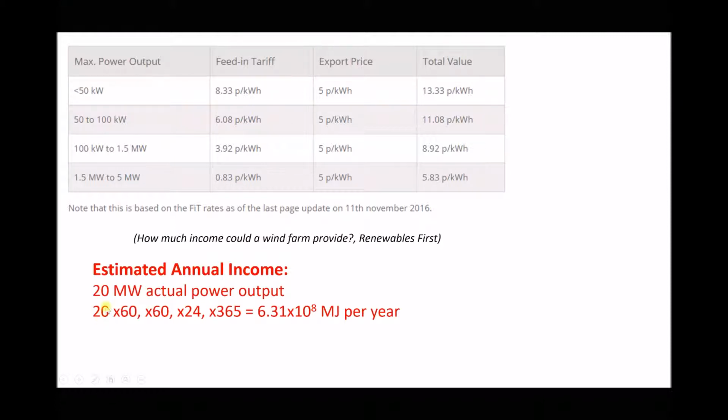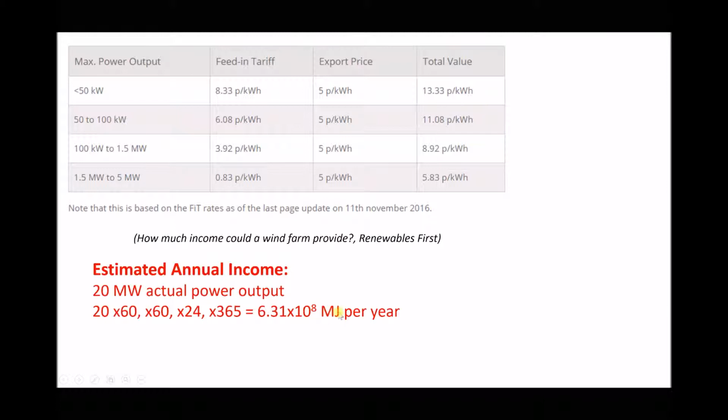So, if we're producing 20 megawatts every single second, then we times it by 60, and that will give us the amount of energy every minute. We times it by 60 again, and that will give us the amount of energy every hour. We times it by 24, and that will give us the amount of energy every day. And then we times it by 365, the days in a year, and that will give us the amount of energy in a year. And I've got the calculated value there, megajoules per year.